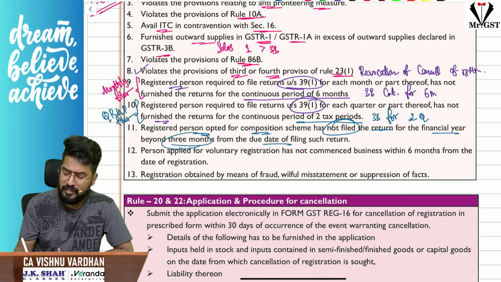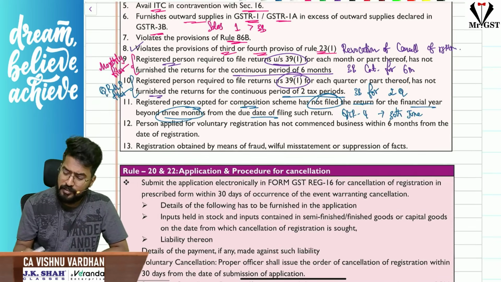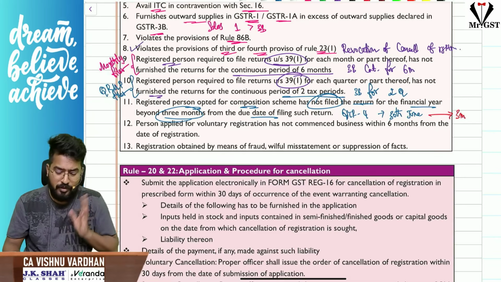Sir, the due date of filing GSTR 4. They are talking about GSTR 4. Sir, the due date to file it is 30th June. Earlier it was 30th April. Now it is 30th June. Sir, that 30th June is over by 3 months already. Still you did not file. Then your registration can be cancelled.